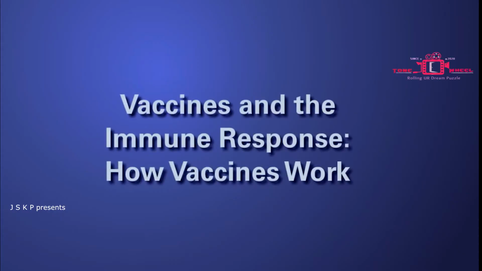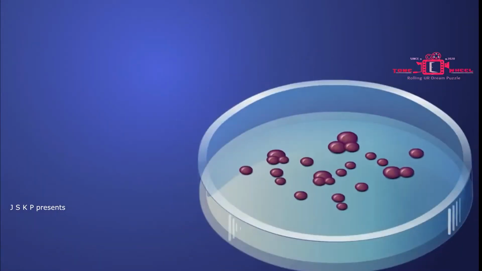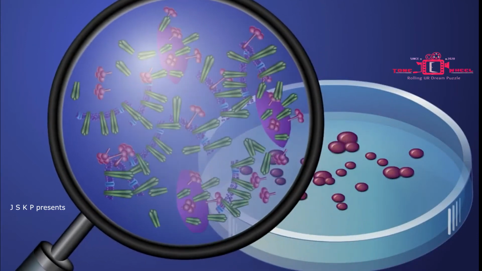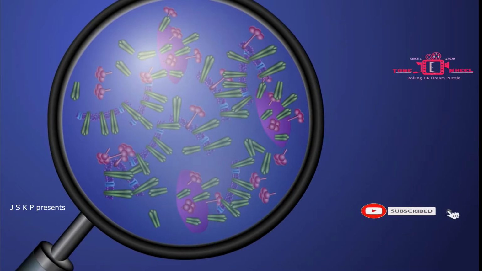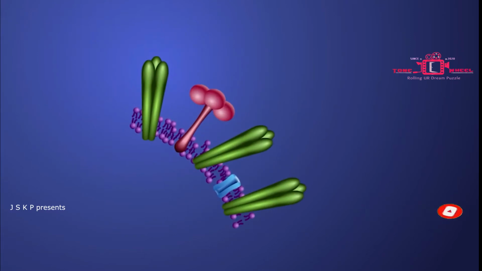Vaccines and the immune response. How vaccines work. Influenza vaccines are able to trigger an immune response by mimicking viral infection. They are usually manufactured using inactivated or killed virus particles taken from various circulating influenza strains. Inactive fractioned viral components contain the subvirion particles hemagglutinin, HA, and neuraminidase, NA.